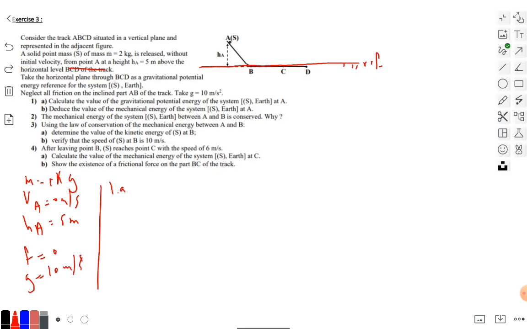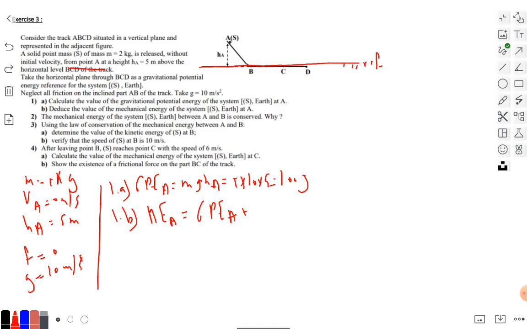Part 1A, calculate the value of the gravitational potential energy of the system S-Earth at point A. GPE at point A equals m g h_A equals 2 times 10 times 5, equal to 100 joules. Part 1B, deduce the value of the mechanical energy of the system S-Earth at point A. Mechanical energy at point A equals GPE at point A plus kinetic energy at point A. GPE is equal to 100, plus kinetic energy is equal to 0 since velocity equals 0. So ME equals 100 joules.